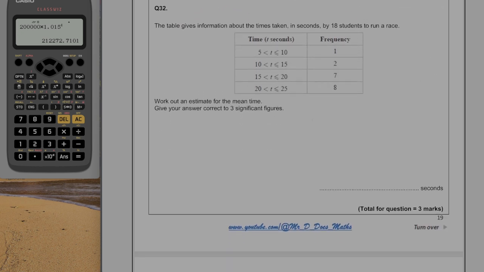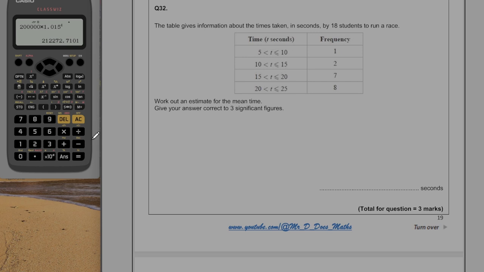Right, question 32. The table gives information about the times taken in seconds by 18 students to run a race. Work out an estimate for the mean time. Give your answer correct to one significant figure. Right, so for this, we need to be looking at the sum of all of these times.